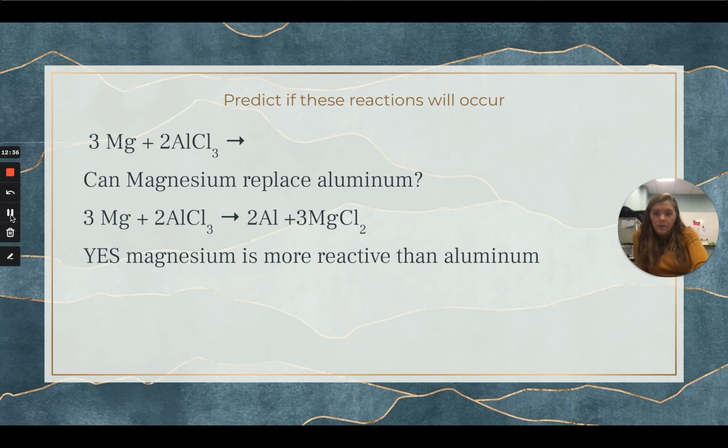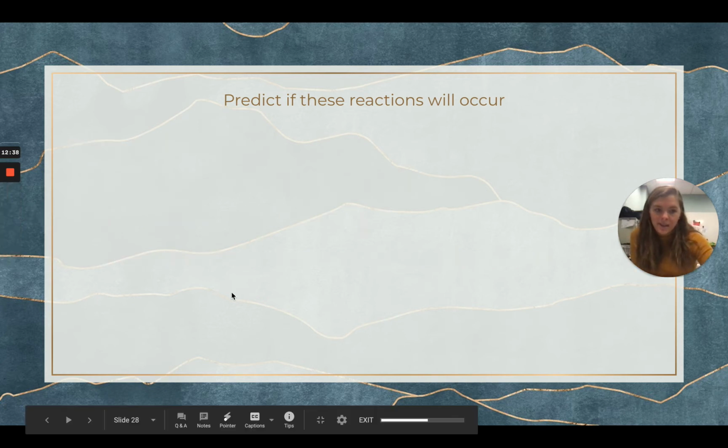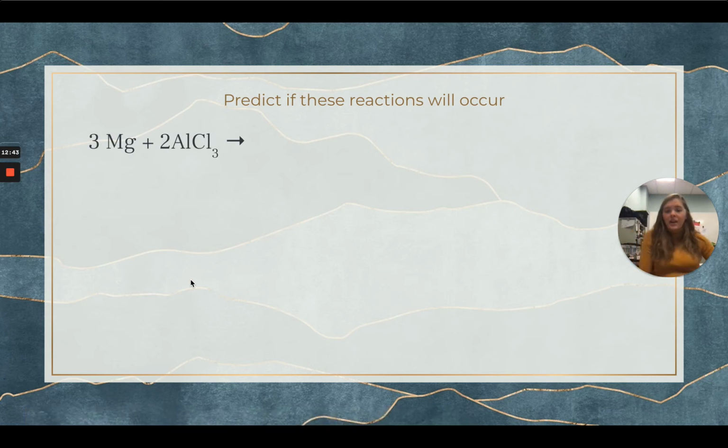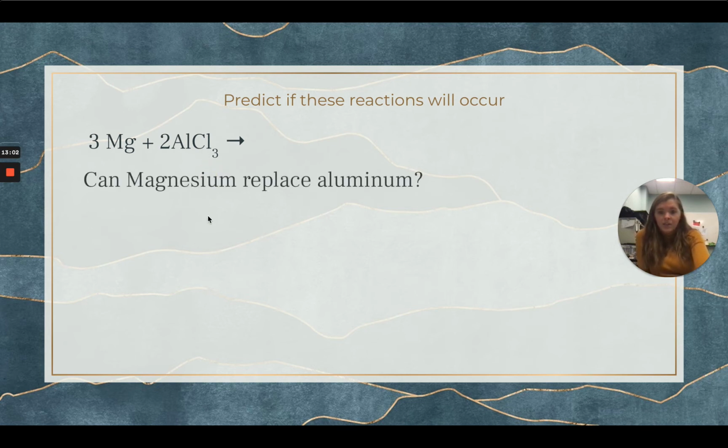So let's do some examples. 3Mg plus 2AlCl3. So predict, will these reactions occur? So we have magnesium, which has our positive 2 ion, aluminum, which has a positive 3, and chlorine with that minus 1. So if something is going to react, we're going to be reacting magnesium with chlorine. So can magnesium replace aluminum? That question has to be asked because magnesium is going to be taking the place of this aluminum to combine with the chlorine.